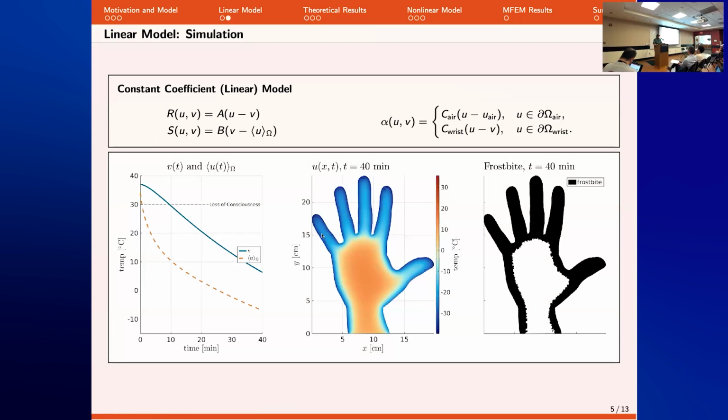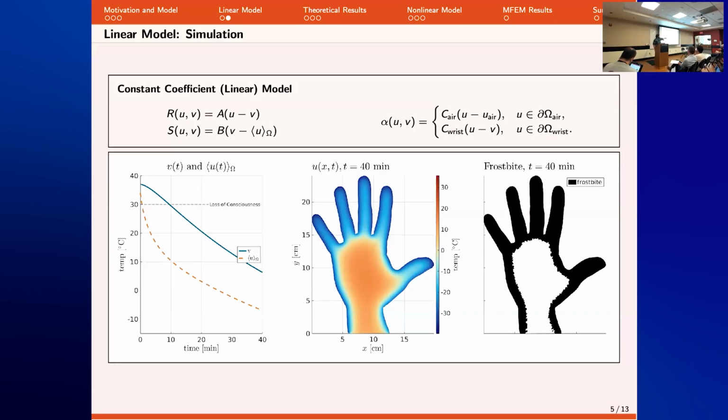Oh, it's normally a movie, but it's not playing right now. It's sometimes different on different machines. Let's take a look at this result, though. What I'm showing on the left-hand side is the temperature in the body core and the average temperature in the hand over time. In the middle, this is the final temperature of the hand after we've allowed the simulation to run for 40 simulated minutes.